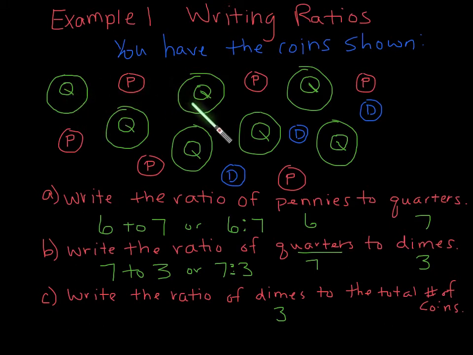1, 2, 3, 4, 5, 6, 7, 8, 9, 10, 11, 12, 13, 14, 15, 16. So there's a total of 16 coins. So that means we're starting with dimes, that's what was said first. So there are 3 dimes to 16 coins, or 3 to 16.